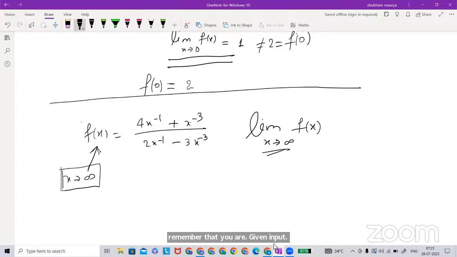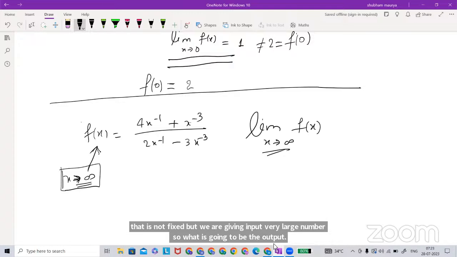Whenever you are solving, this tells you that you are giving input as a very large number. So infinity means a very large number, and you are giving inputs around that large number. That number is not fixed, but we are giving a very large number as input. So what is going to be the output?